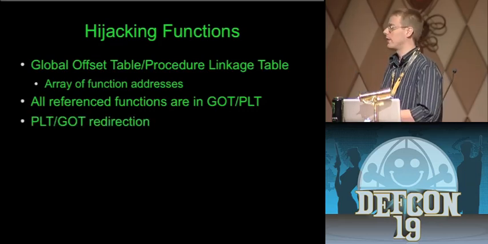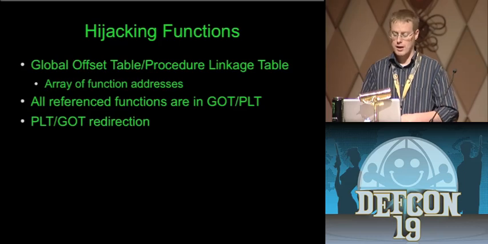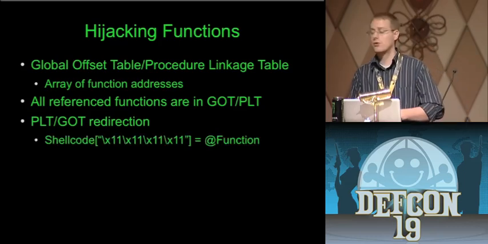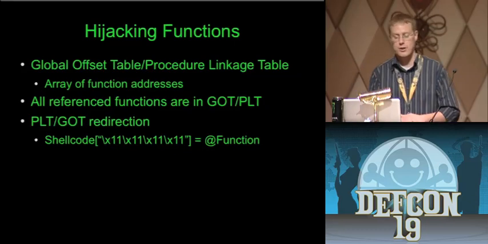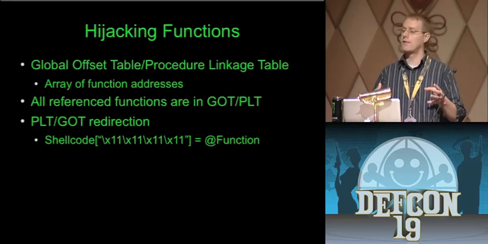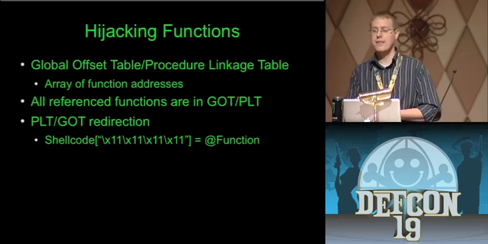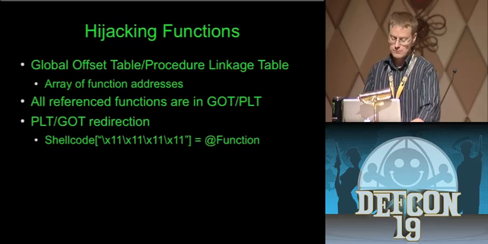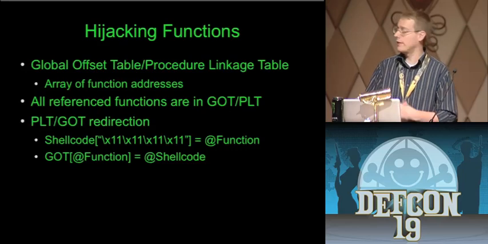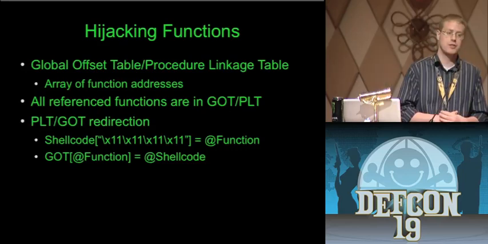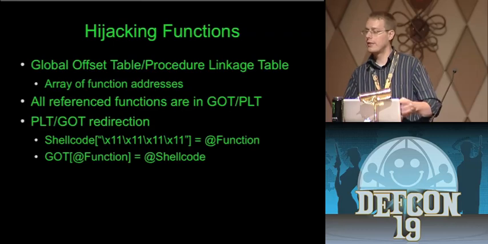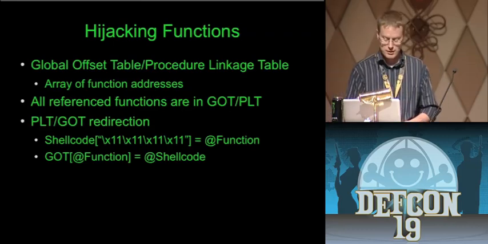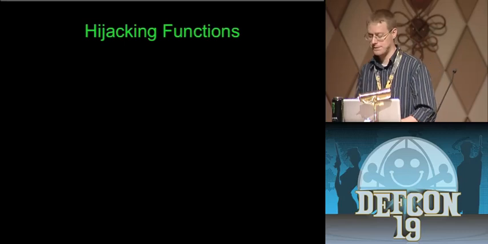And all your referenced functions are in the GOT PLT, the global offset table, procedure linkage table. So we're going to use a technique that Silvio Cesare architected called PLT GOT redirection. We're going to create a stub entry in our shellcode, and we're going to overwrite that stub address with the address of where the function is really loaded in memory, and then we'll replace its corresponding entry in the GOT with the address of our shellcode. And that's the redirection. That's it. You've now hijacked a function.